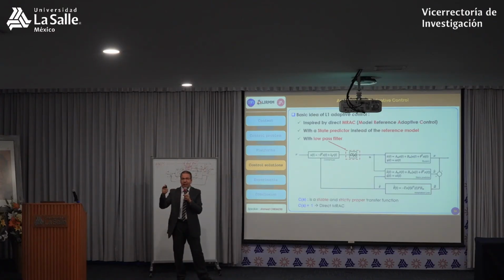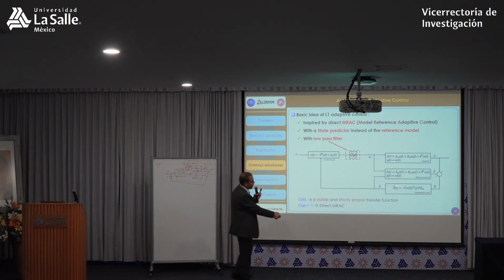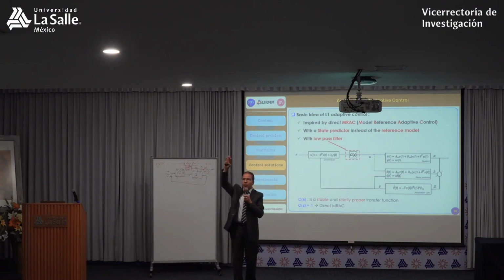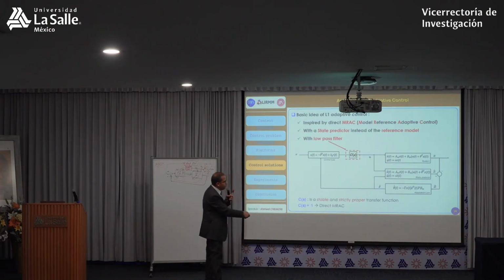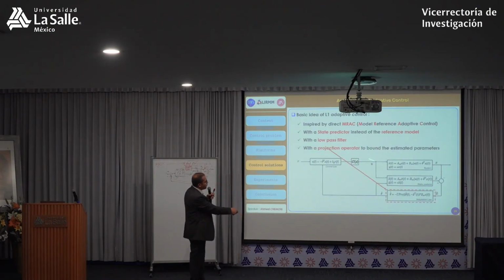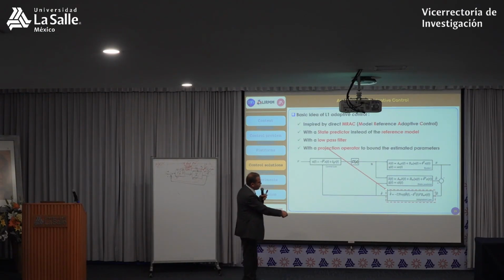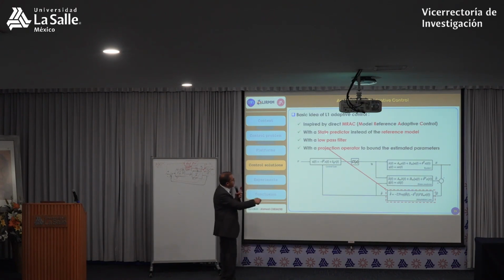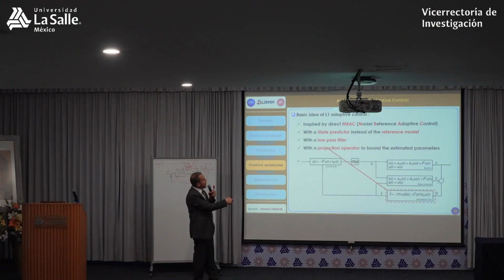And the last thing: the estimated parameters theta hat, how can you guarantee that they will not go to infinity? They stay bounded. How? You cannot, by themselves. So to guarantee that the parameters are bounded, you add the projection operator here. When you do the estimation, you add the projection and you guarantee that the parameters are still bounded. And by these three modifications, you obtain L1 adaptive control. So this is the basic idea.